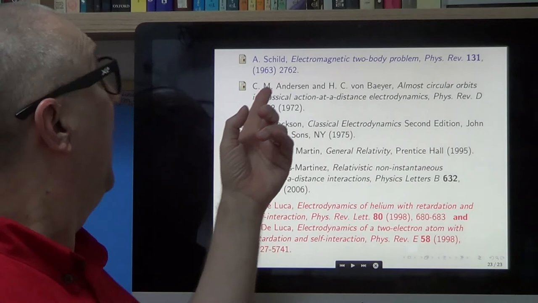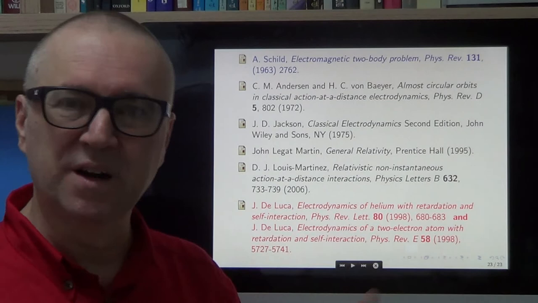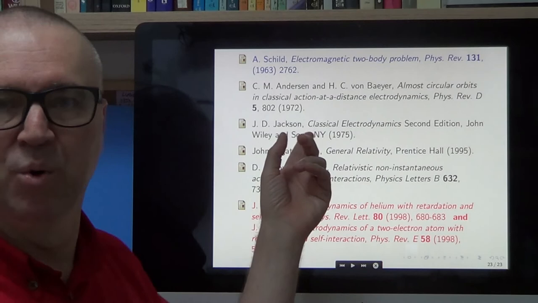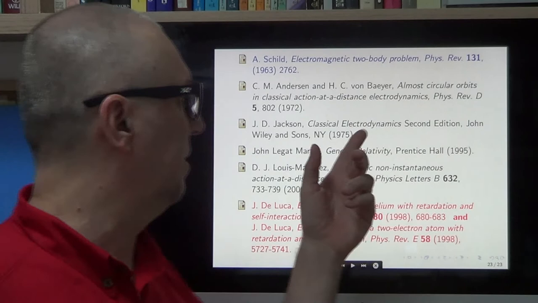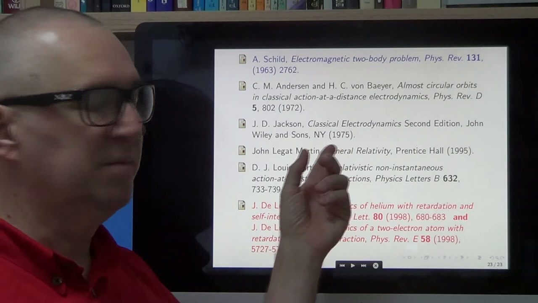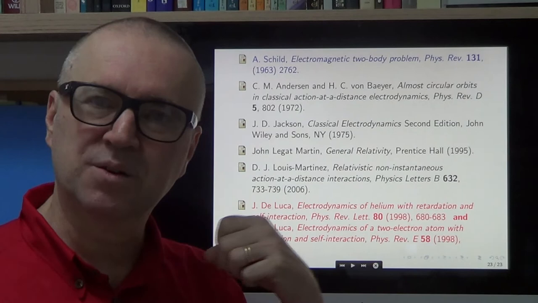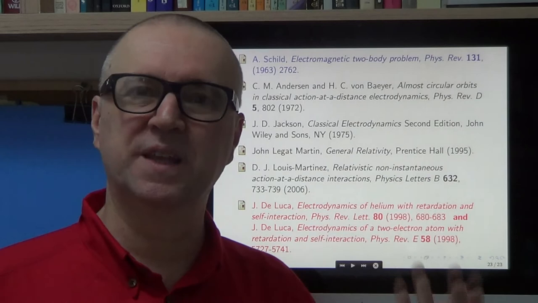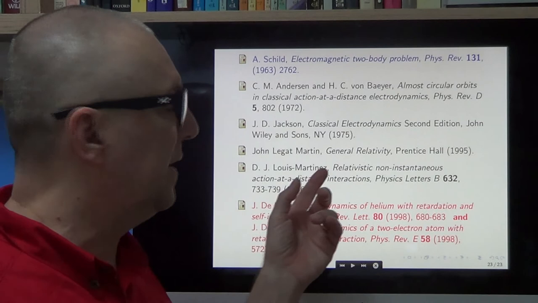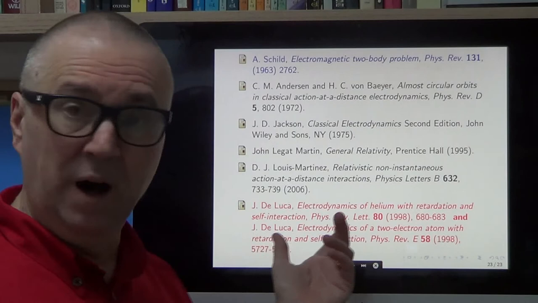Anderson and von Baeyer studied the instability of the circular orbits of Wheeler-Feynman electrodynamics. This is a book where you can see the linear version of electric fields. John Legat Martin is the relativity book that I mentioned, doing the theory of relativity a la Hermann Bondi. Very nice for people studying delay, state-dependent delay. Domingo Luis Martinez is the one that generalized the Wheeler-Feynman action. Now to my papers. My helium papers are here.